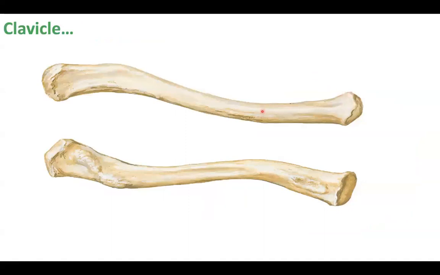When you see the superior surface of the clavicle, it's smooth. It doesn't have any bony markings. But the inferior surface has many bony markings. Medially, there is an oval impression, which is known as the costoclavicular impression. It's the attachment site for the costoclavicular ligament.